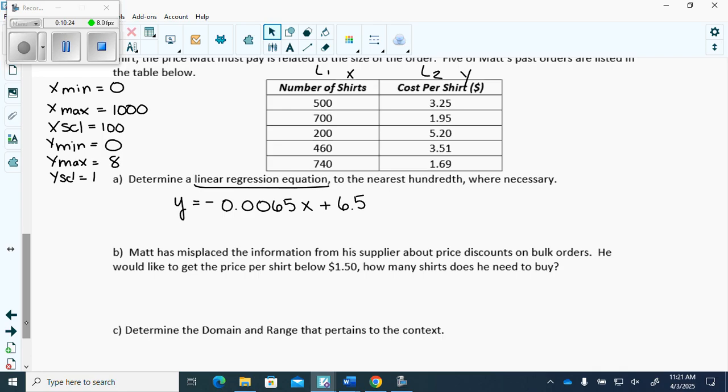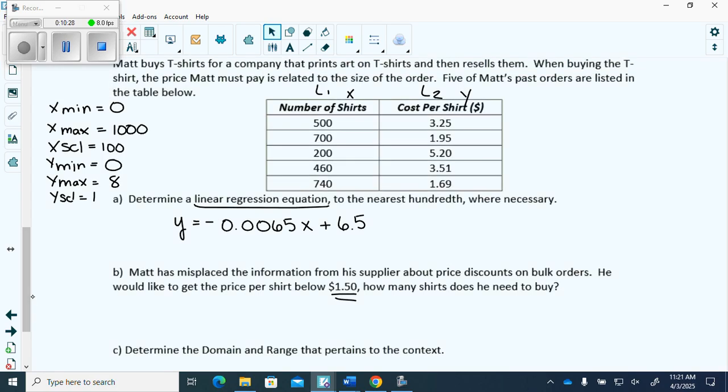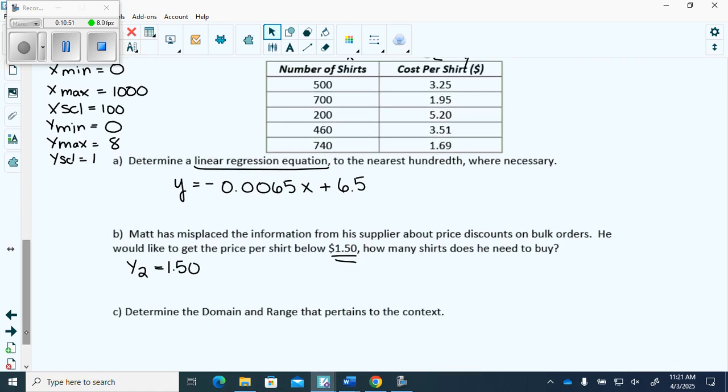So $1.50. Now we have to decide, is that X or Y? So we look along the top of our table. X is number of shirts. Y is cost per shirt. They want $1.50. So did they give me X or did they give me Y? They gave me Y. So in Y2, I need to put $1.50. So I go to my Y2 and I put $1.50, and then what do I have to do? Find out where those two lines intersect.